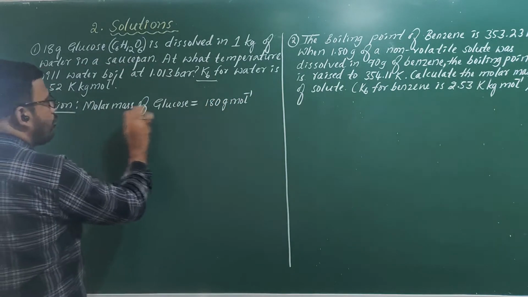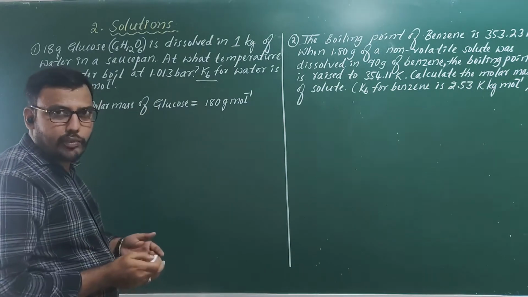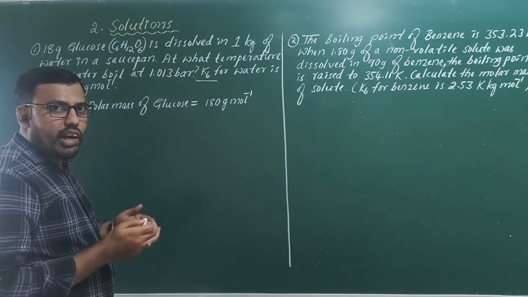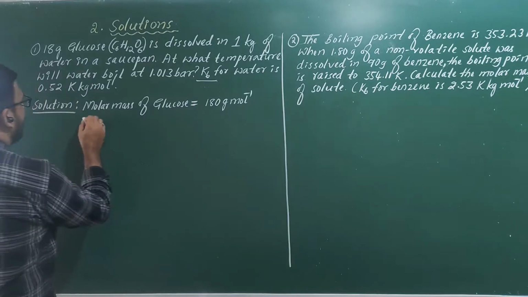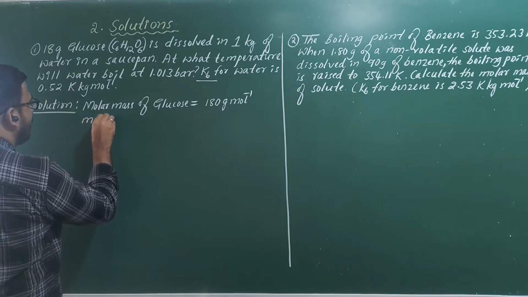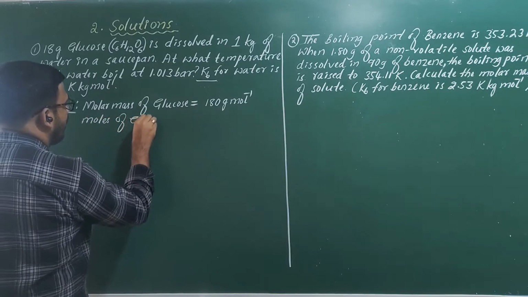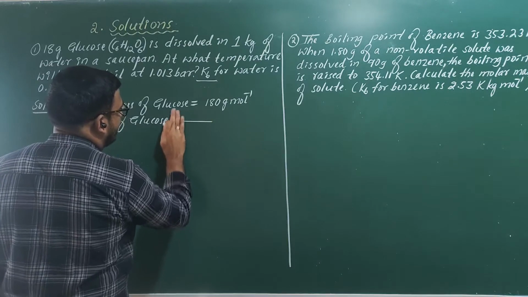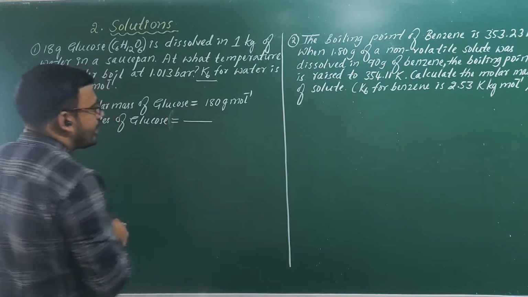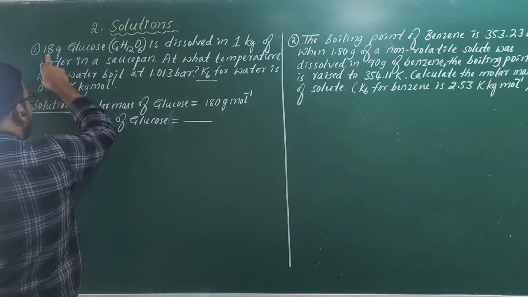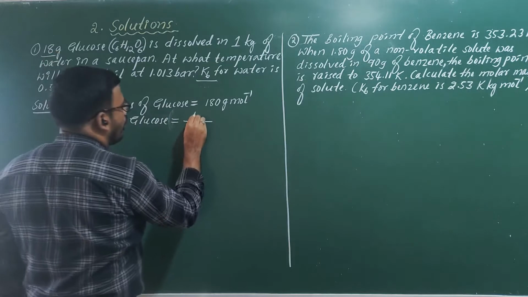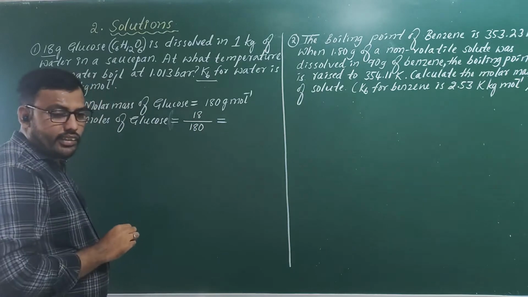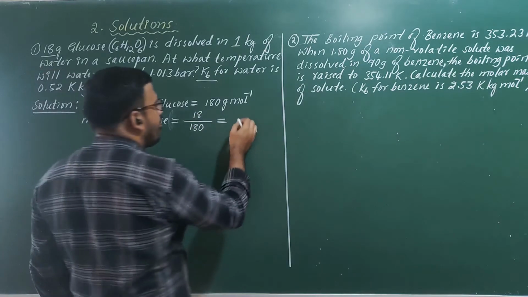Now I want the moles of glucose, because glucose is the solute here. I need to calculate molality, and for that I want the number of moles of glucose. The formula to calculate the number of moles is mass divided by molar mass. What is the mass given? It is 18 gram. So 18 divided by 180. So that is 0.1 mole.